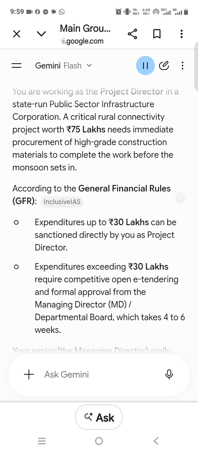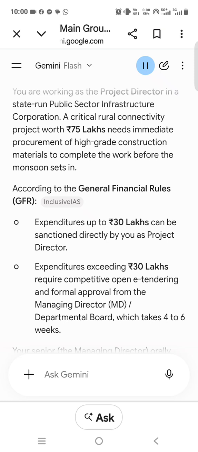Preferred action plan. First, submit a reasoned written note. Put up an official note on the file clearly quoting the General Financial Rules, GFR, pointing out that splitting expenditure to bypass higher sanction is an audit irregularity. Second, propose an emergency fast-track approval mechanism. Instead of standard 6-week tendering, submit an urgent proposal to the MD to invoke emergency procurement provisions, with special board approval via circulation within 48 hours, highlighting the imminent monsoon crisis.